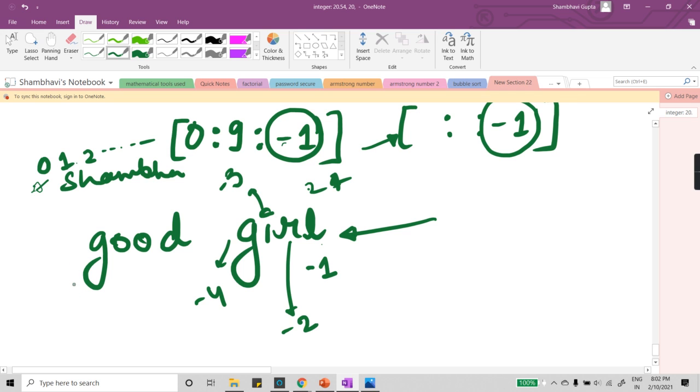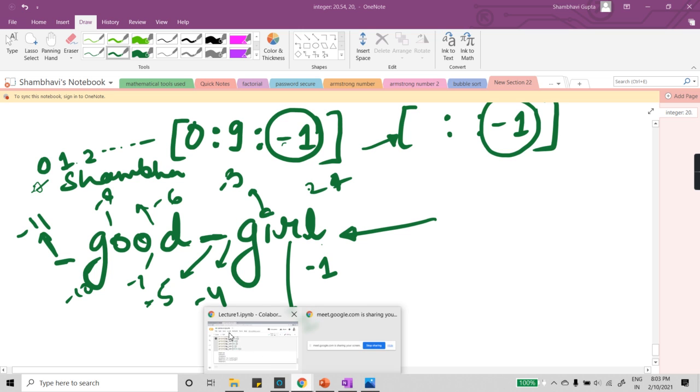Now, one thing which I don't know if I have told you or not, but let me tell you: the spaces you give are also counted as an index. Between good and girl I have one space, right? That space is given an index of -5. Then D would have -6, this O -7, this O -8, this G -9, and before this G there is also one space, so that would have an index of -11. So spaces also have their own index. This is the case for reversing the string.